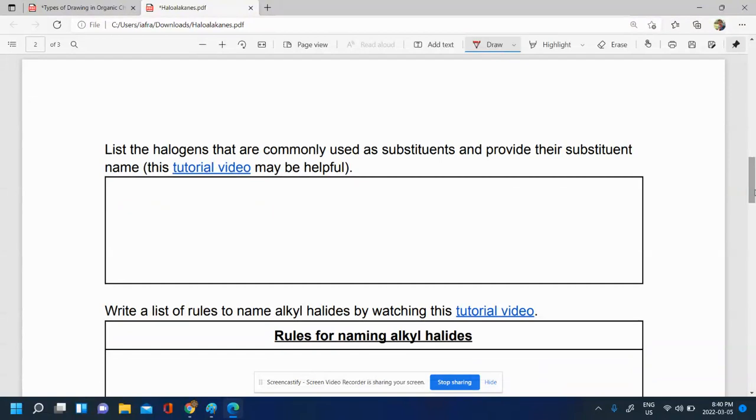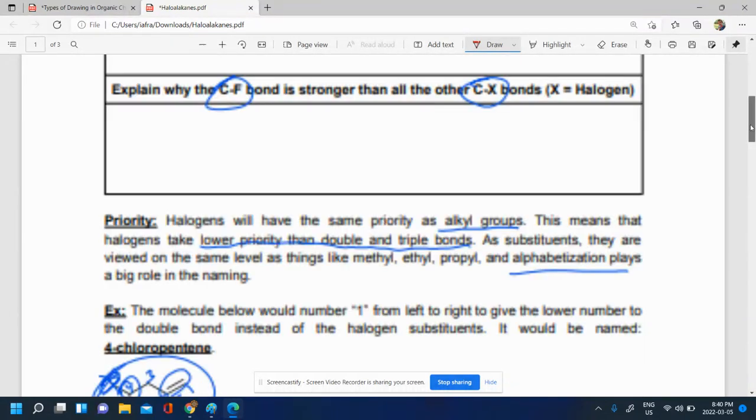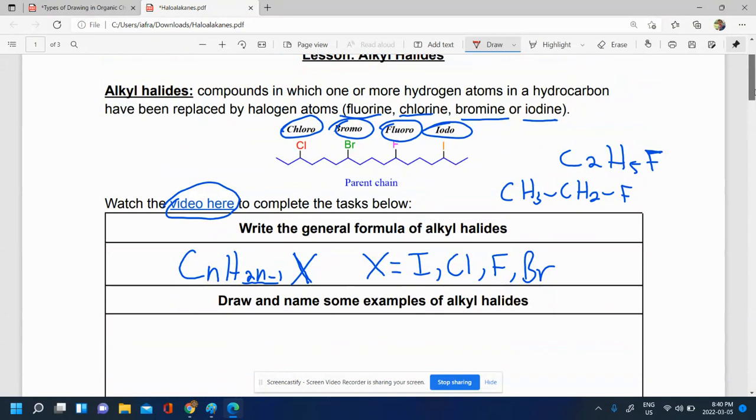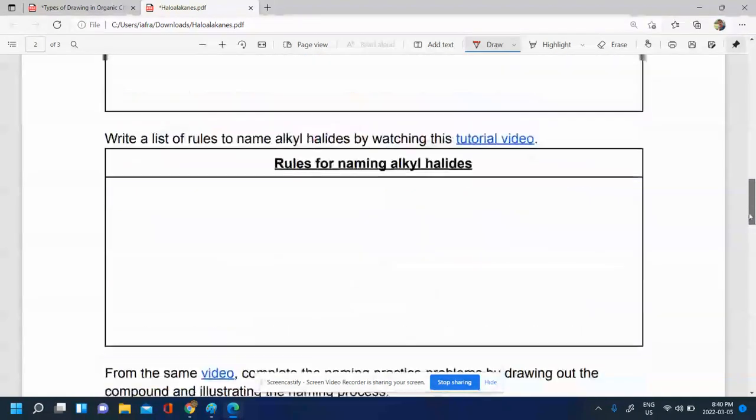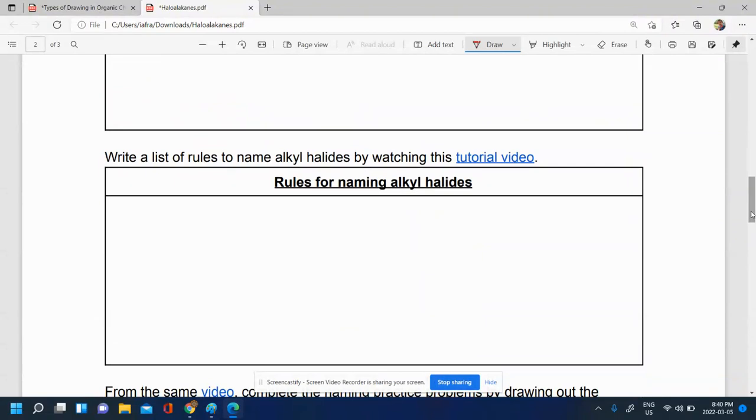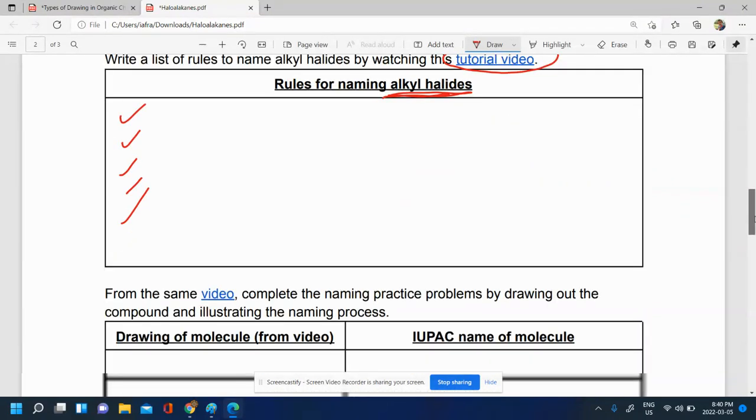So in this tutorial video, you'll see the common halogens that are used when you're naming alkyl halides. And we've already seen them above: fluorine, chlorine, iodine, and bromine. And they were called chloro, bromo, fluoro, and iodo. As you continue watching tutorial videos, you'll get a list of rules for how to name alkyl halides. So do watch that and write the list of rules over here. Essentially, it's not too different from naming any other compounds. You're just treating the halogens as a substituent, and you're giving them the proper name and following the alphabetical order rules as we learned earlier.